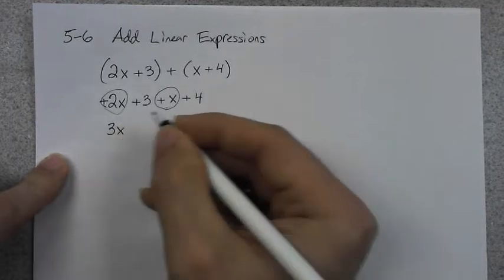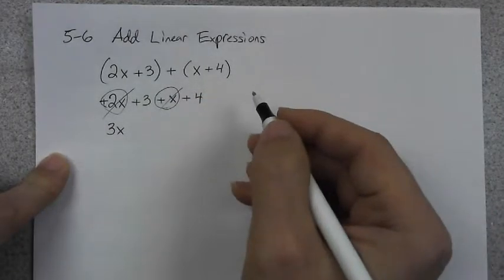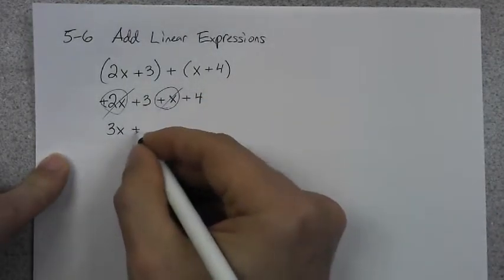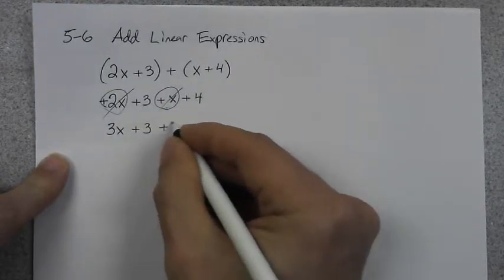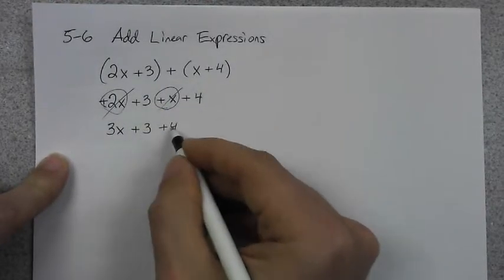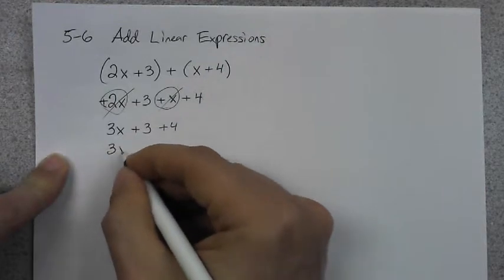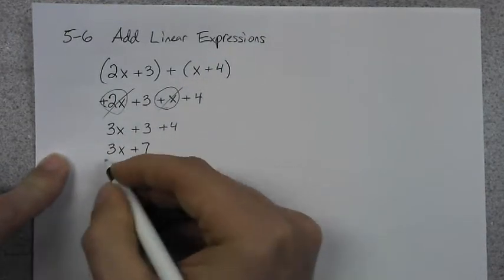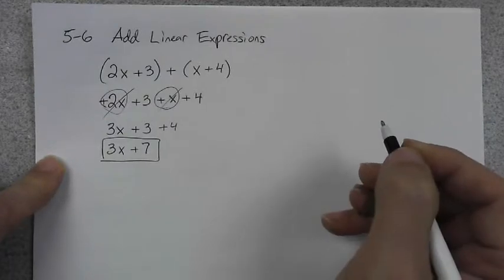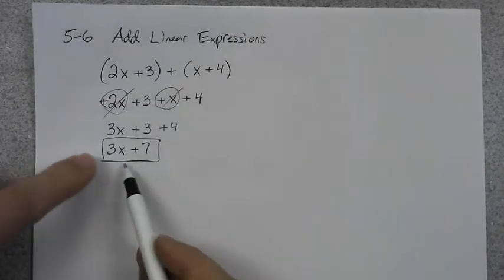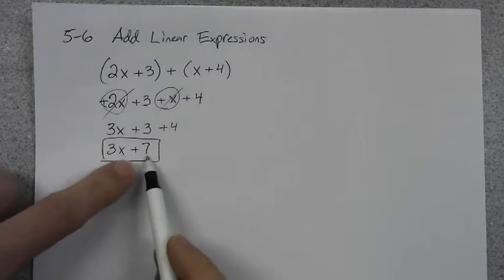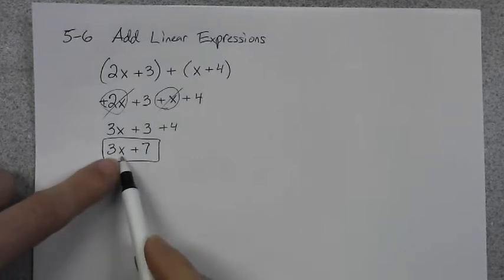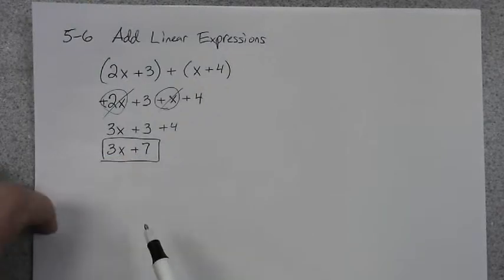So, 3x's, I'll cross those out because I used them, plus 3 plus 4. Well, 3 plus 4 is 7, so now I have 3x plus 7. And that's my answer. I don't go any further than that. I cannot add these 3 x's to the 7 because I don't know what x represents. This x could be 100, it could be 2, it could be 5. I don't know what it is, but I know I have 3 of these x's plus 7.